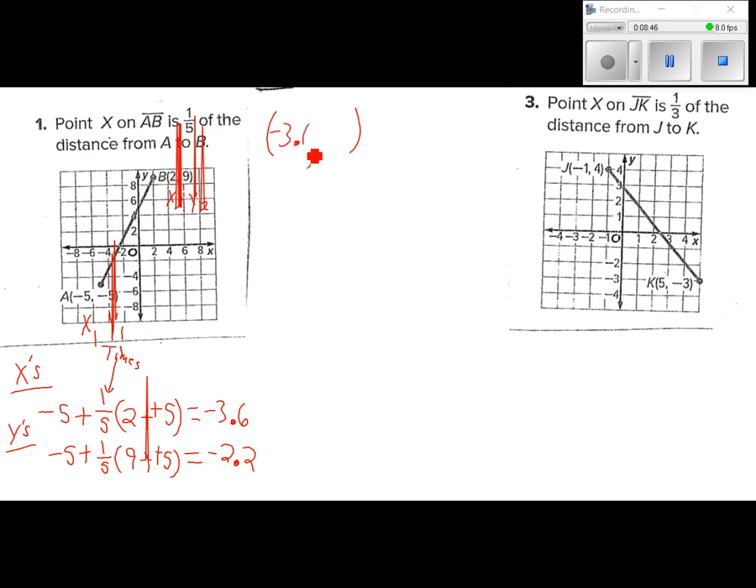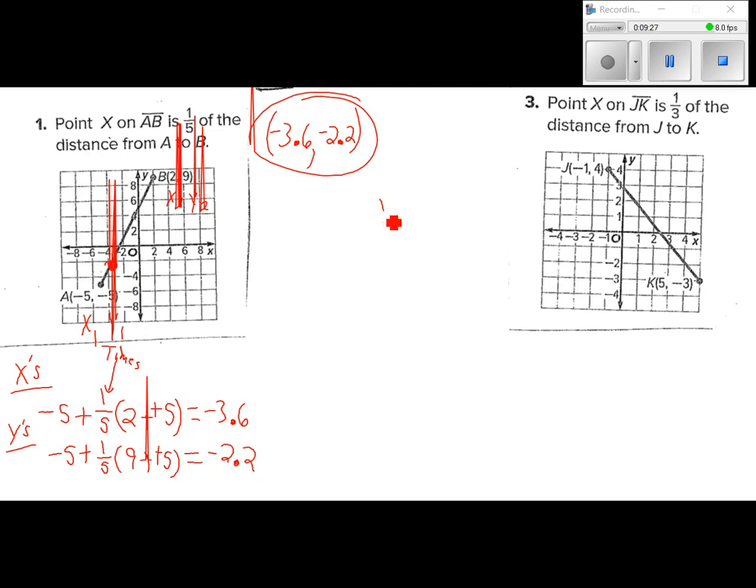So -3.6, -2.2. You should have all that written down on your paper. That's your answer. Let's look at it real quick. -3.6 tells me to go out to the left, not quite 3.5, somewhere about in here. -2.2 tells me to go down, and we're going by 2's on this graph, so -2.2 would be somewhere about right in there. Somewhere about in there. Does it look like it falls on our segment? Yeah.